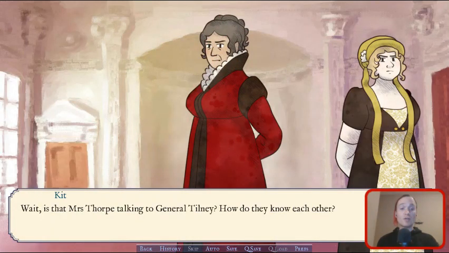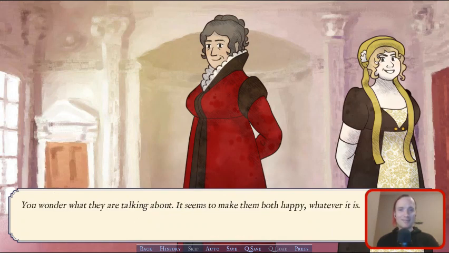Wait, is that Mrs. Thorpe talking to General Tilney? How do they know each other? Well, they both seem mean. They both have similar posture. Yes. No hands. You wonder what they are talking about. It seems to make them both happy, whatever it is.